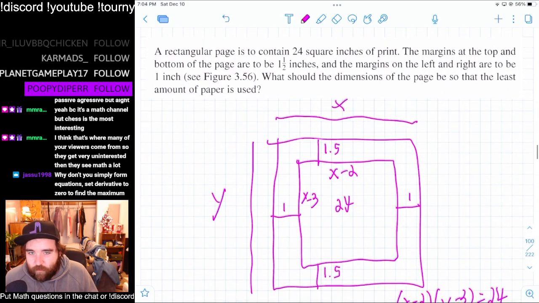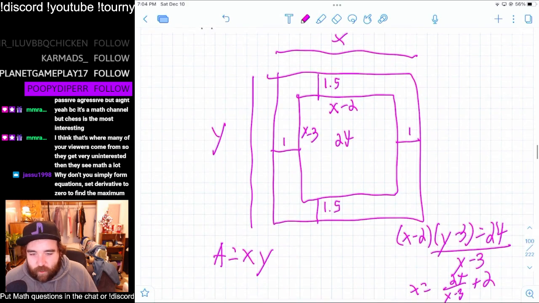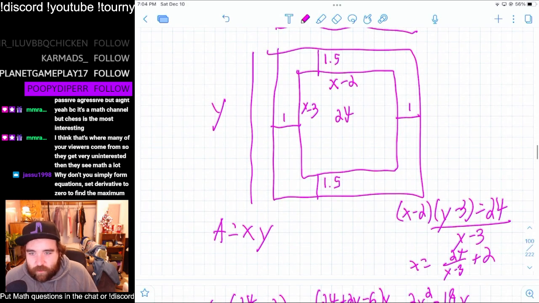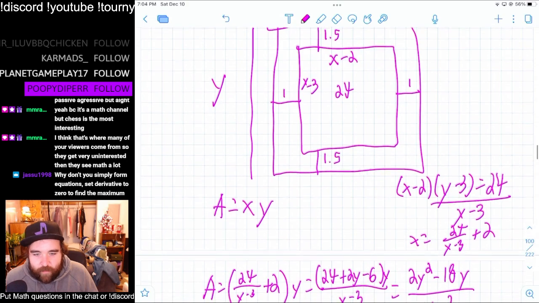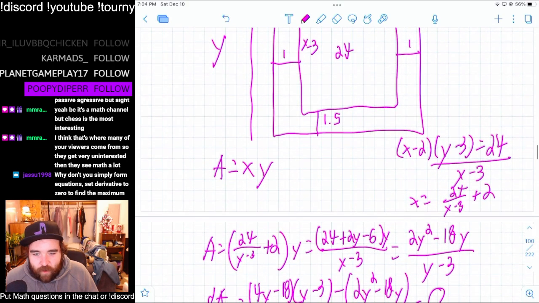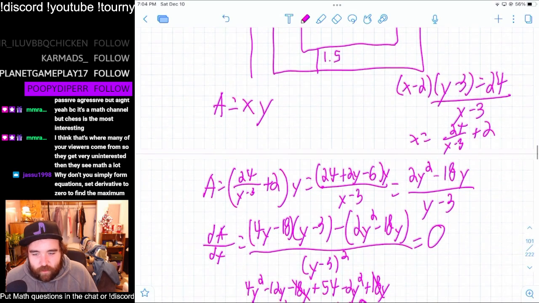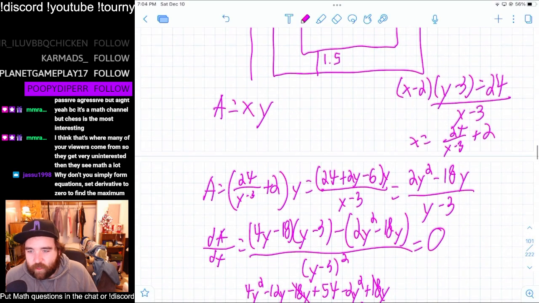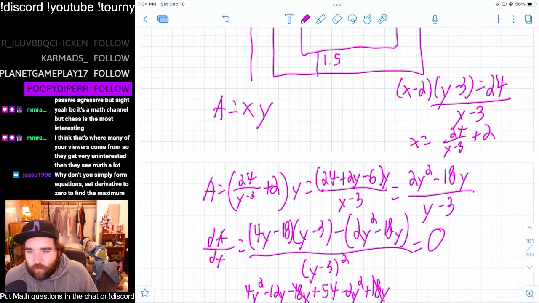24 inches of print, 1.5. So we set up our dimensions. x minus 2 times y minus 3 divided by y minus 3, and add 2. So 24 over y minus 3 plus 2 is equal to x. So then I replace that with x: 24 over y minus 3 plus 2, times y.